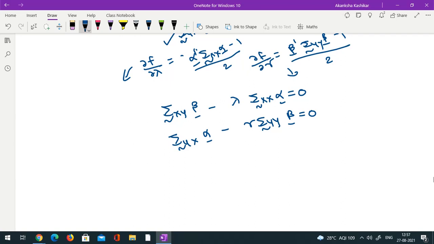Can we try to simplify, can we try to solve these equations, either for alpha beta or for gamma lambda, because gamma lambda are also unknown. Generally when you want to solve simultaneous equations, you try to match the coefficients, correct? Here the coefficient of alpha is sigma yx, the coefficient of beta is this. So we need to match one of these coefficients. Let me try to eliminate beta.